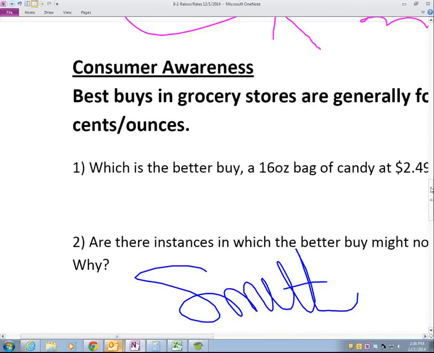Consumer awareness. Best buys and grocery stores are generally found by comparing unit rates such as cents per ounce. Please circle cents per ounce, or you can think of that as just money per unit rate, or money per ounce. Money per weight unit, money per calorie, if you're going into fitness.